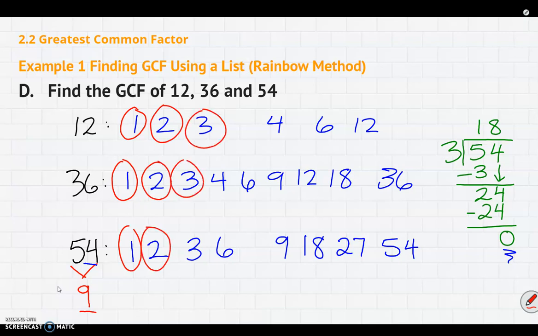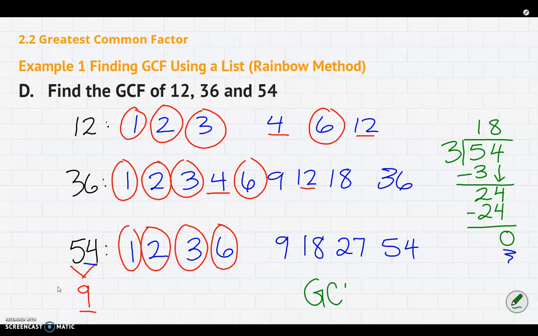So 1, 2, and 3 I see in all of them. For instance, the number 4 I see as a factor of 12 and as a factor of 36, but I do not see it as a factor of 54. Therefore, I am not going to circle it. So it must be common to all 3 of these numbers. And again, I see a 12 and a 12, but no 12 for 54. So that means I've found all of the common ones. And of course, the greatest out of those factors is 6. So the GCF between 12, 36, and 54 is 6.